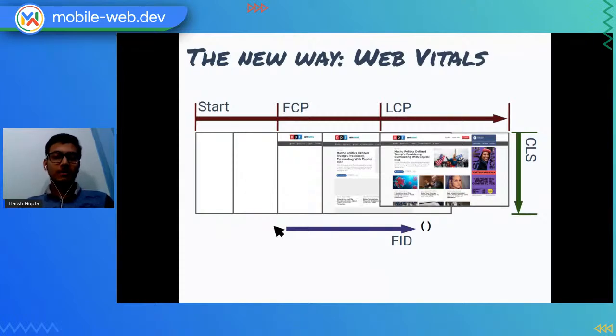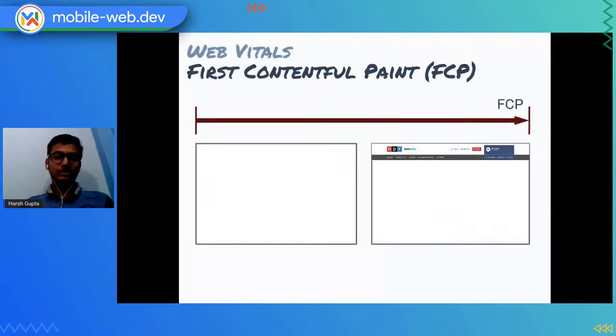We have FCP, LCP, CLS, which are part of the Web Vitals. FCP is first contentful paint; LCP, largest contentful paint; FID, first input delay, and so on. These are the things which we will be defining later, and we will see why these are the best things for now to measure web performance.